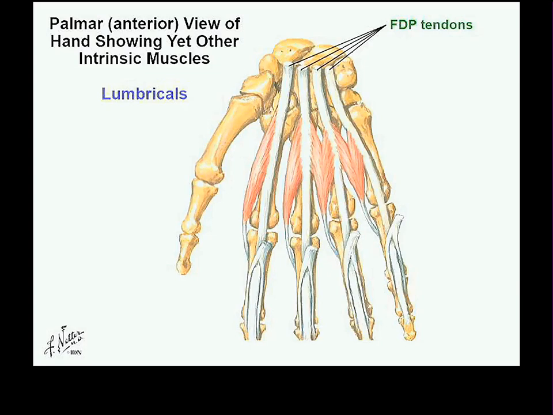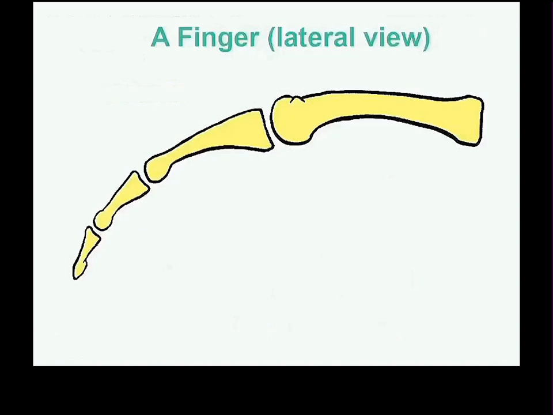But you just have to know that there are these muscles arising from tendon to flexor digitorum profundus, inserting onto the backside of your fingers, and those are called lumbricals. And you'll see those as well. And they have a very complicated function. All right, finger in lateral view.